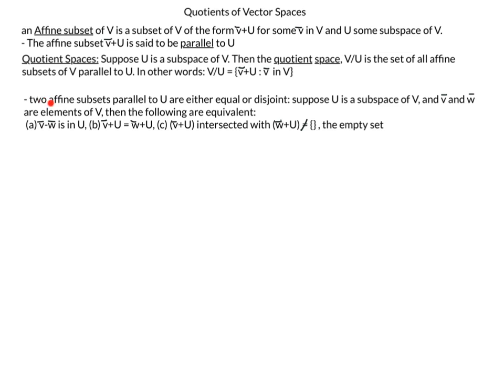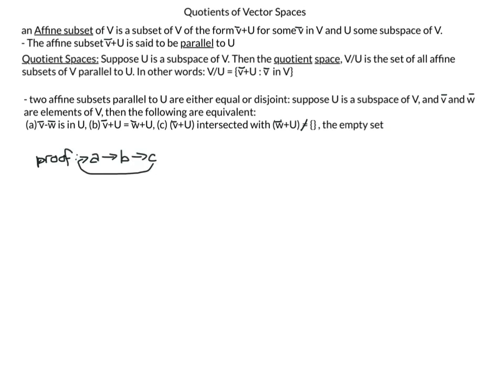Next, we have this theorem that says two affine subsets parallel to U are either equal or disjoint. The theorem says suppose U is a subspace of V, and vector v and vector w are elements of V. Then the following are equivalent. A, v minus w is in U. B, v plus U equals w plus U. And C, v plus U intersected with w plus U is not equal to the empty set.